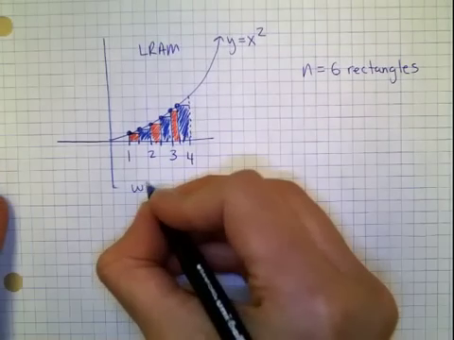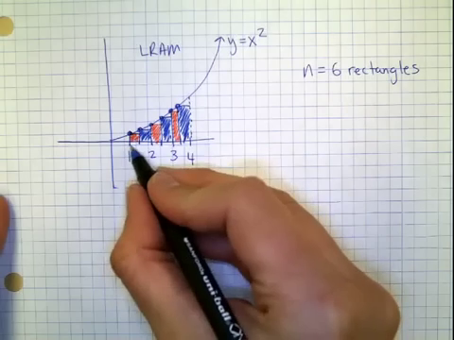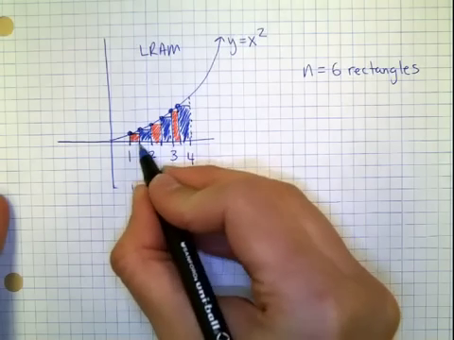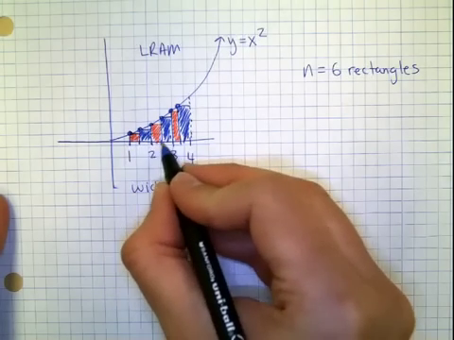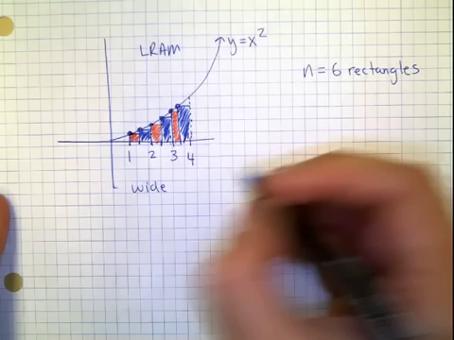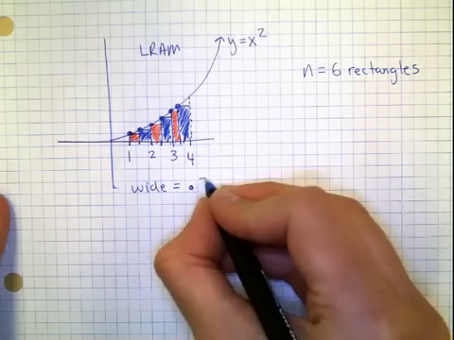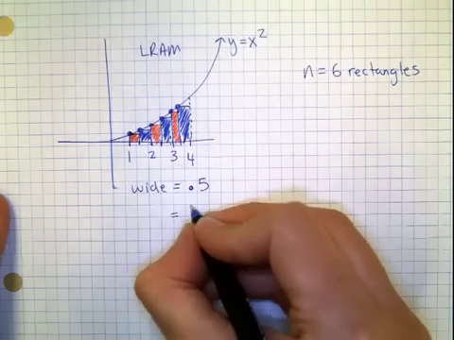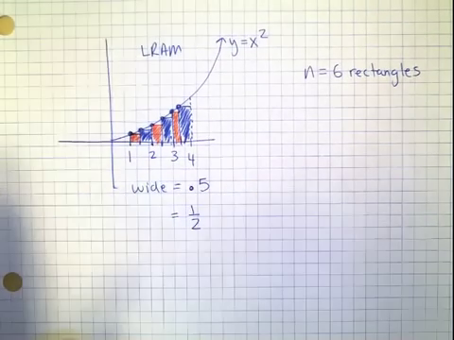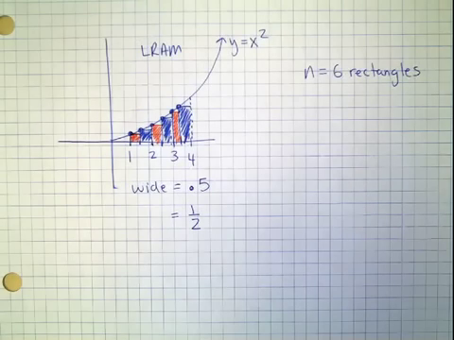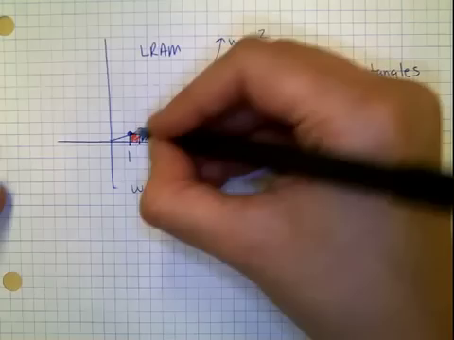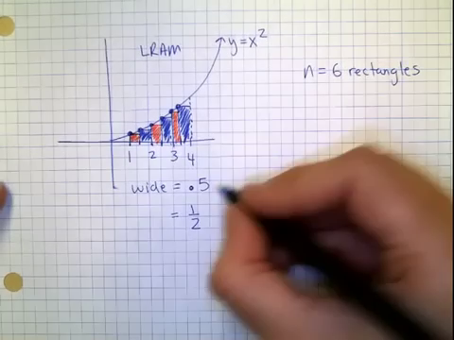So if I asked you how wide are each of these rectangles, you'd say, well, I went from 1 to 1.5 to 2 to 2.5 to 3 to 3.5. So they're each 0.5 wide, or a half wide, half of a unit. So we're going to add up length times width, length times width, length times width for every single one of these rectangles.